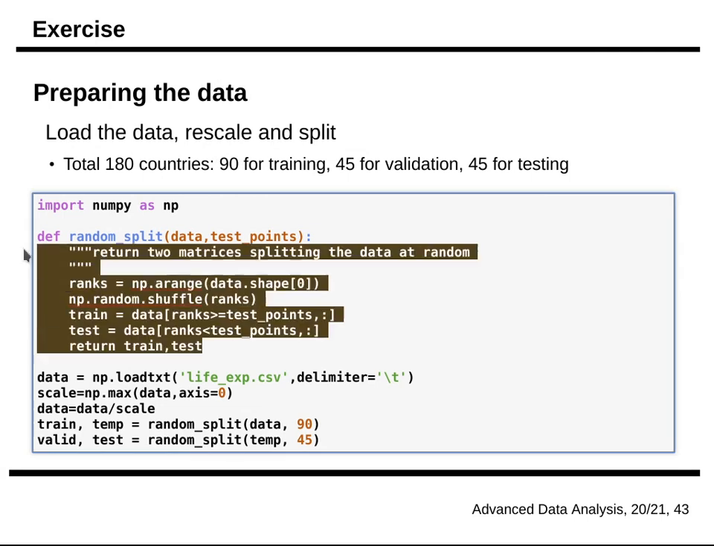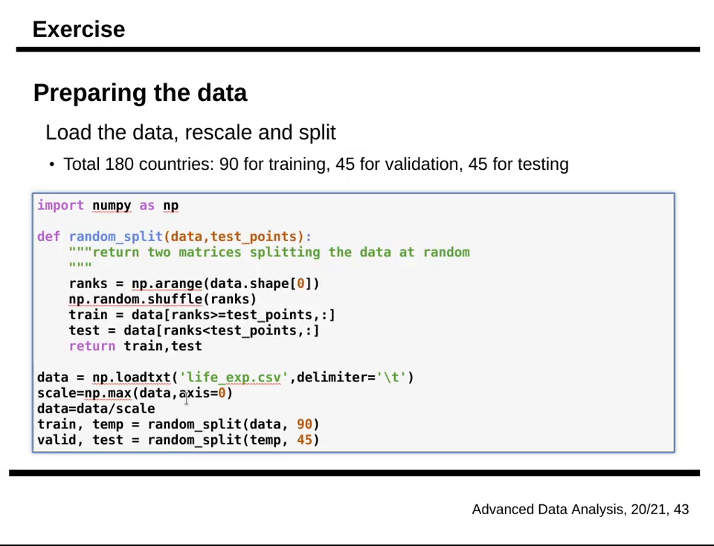So we're going to use the split again, the same function. We're going to load the life expectancy data. In this case, the delimiter is a tab. And then we're going to rescale everything. So we're going to take the maximum of each column. This is the maximum of the data matrix along the rows, axis equals 0. This is the direction in which the rows increase. And this gives us two values, the maximum of the first column and the maximum of the second column.